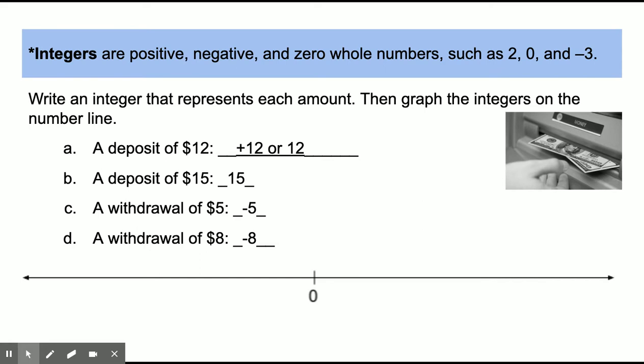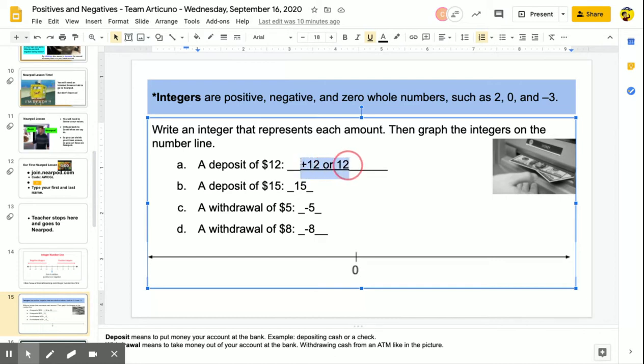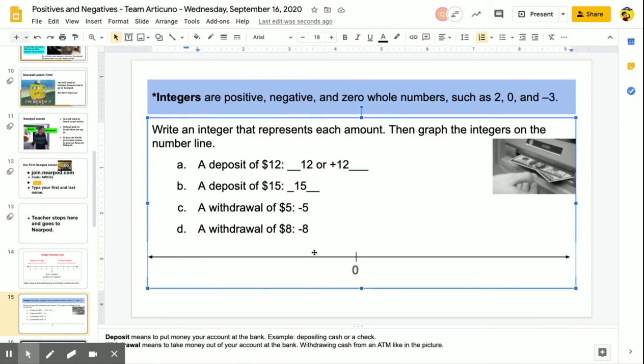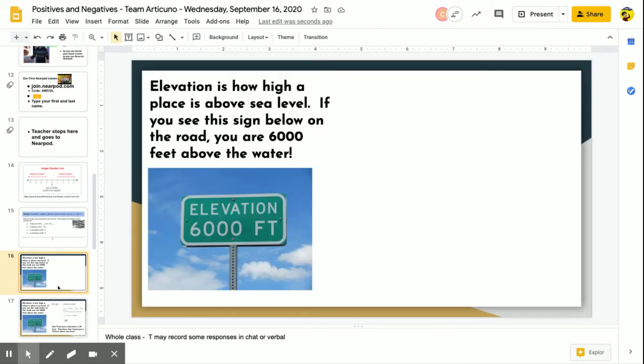We also learned another word called integers. Integers can be positive, negative, or 0. If you look at the directions over there, it says write an integer that represents each amount. So for example, when someone says you deposit $12, you can say 12 or positive 12. When we deposit $15, that's 15. When we withdraw $5, what integer do we write? We write -5. Or if we withdraw $8, that's -8. We also had to put these integers on a number line, and we had a chance to practice that.